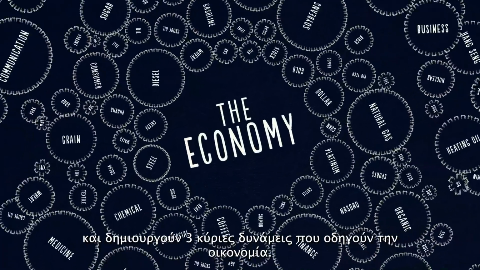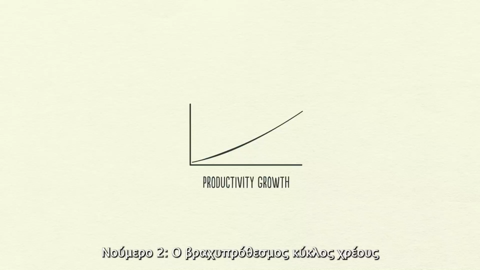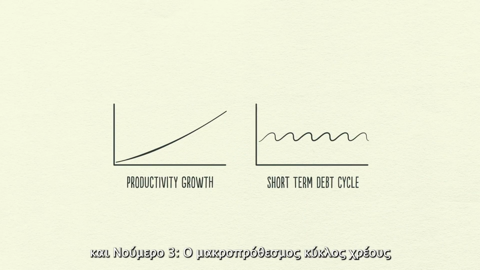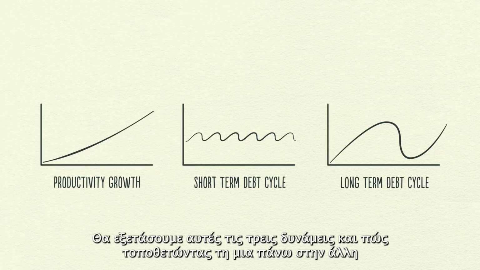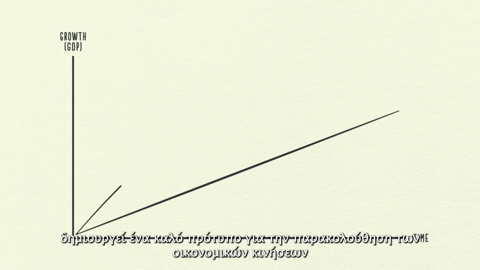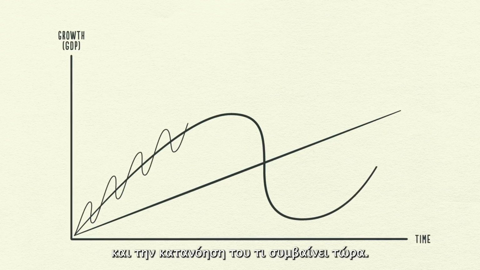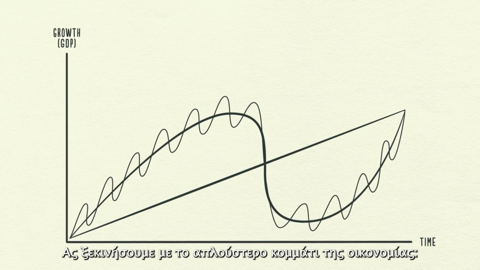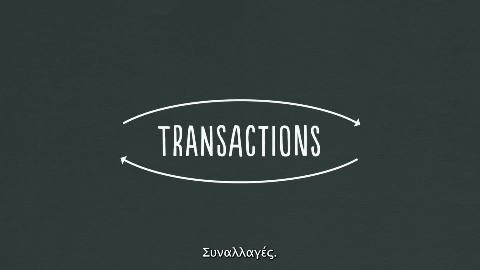These transactions are above all else driven by human nature, and they create three main forces that drive the economy. Number one, productivity growth. Number two, the short-term debt cycle. And number three, the long-term debt cycle. We'll look at these three forces and how laying them on top of each other creates a good template for tracking economic movements and figuring out what's happening now. Let's start with the simplest part of the economy, transactions.